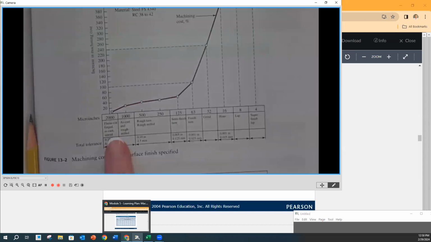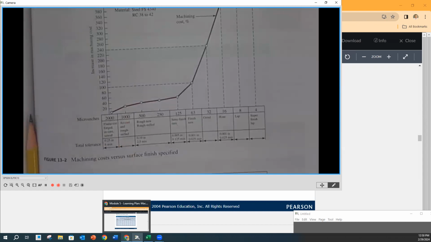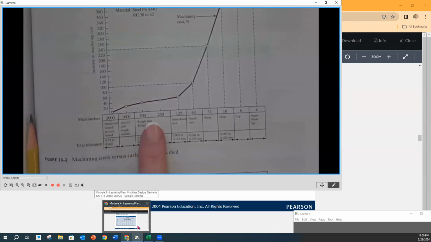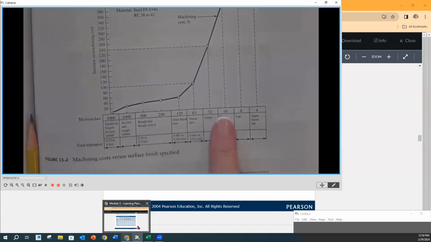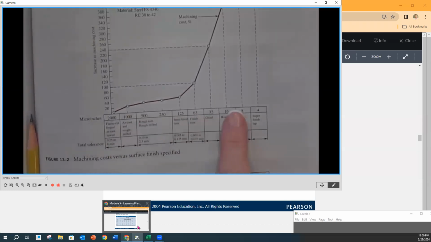That's going to be a flame cut, a forged, an as-cast, or a sawed finish. We know what a saw looks like. When we cut metal, we can literally see all of the saw marks that go down. That would be like a 2,000 finish. As we move to the right here, you're going to notice that the numbers get smaller. So micro inches wise, the peaks and the valleys are getting more shallow, which means that the surface is getting smoother. Going from left to right, this is rough, and this starts to get smooth, smooth, smooth.